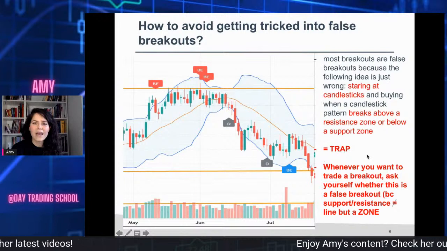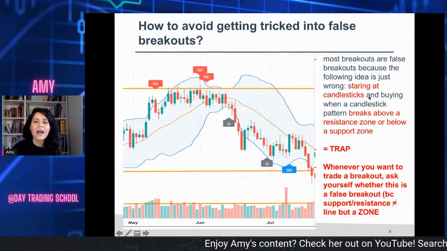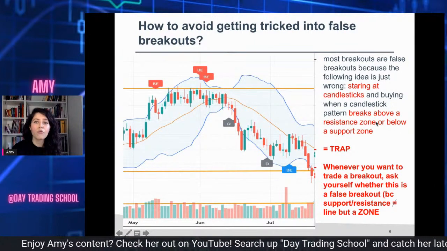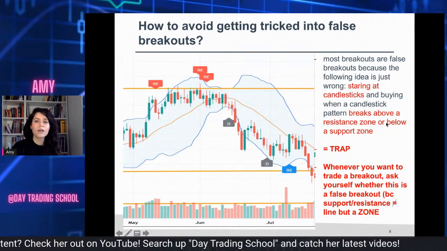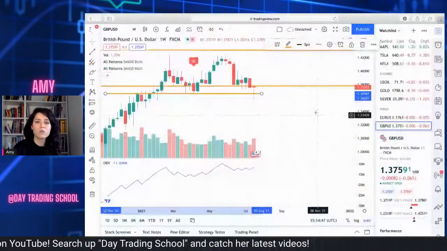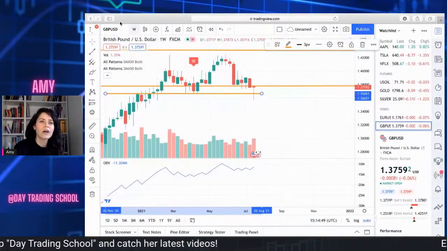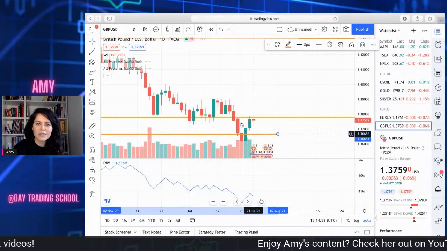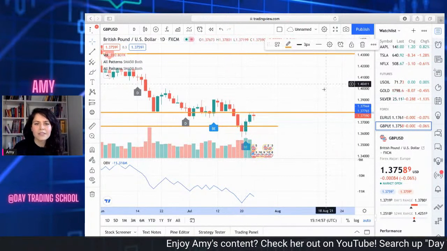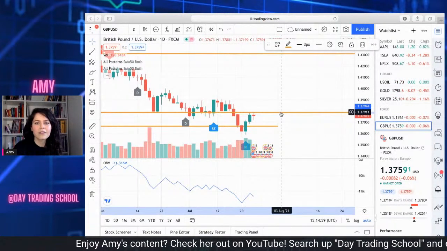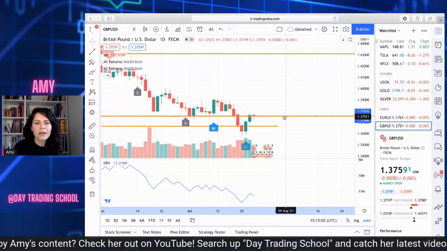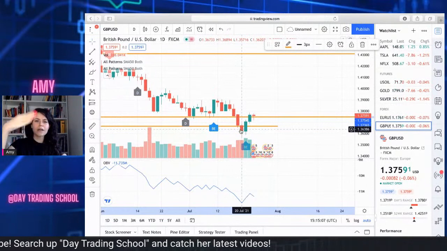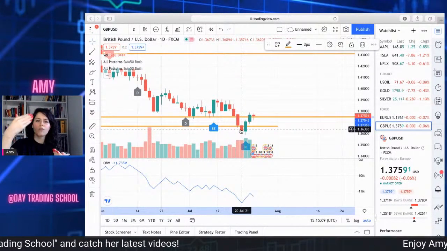Because a trap always happens when you stare at candlesticks and then you see a particular candlestick break above the resistance zone, or like in our situation, below a support zone. It goes below a support zone, and then you think to yourself, oh, that might be a good selling opportunity, right? You understand what I mean? This happened on Monday. So you might have thought, well, we have a convincing bearish market. If the well-respected support zone gets broken, I will basically buy.